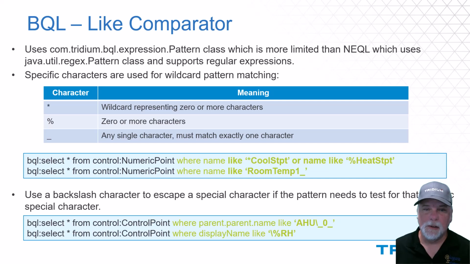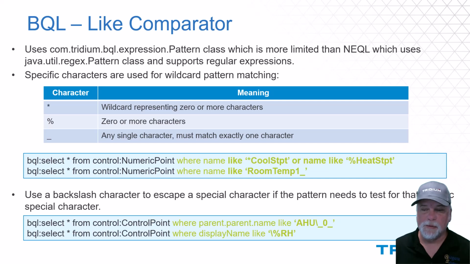Because the underscore and the percentage symbols are used to represent patterns in the like comparator, if you actually need to test for an underscore character or a percentage symbol, you'll need to escape that in the pattern, and you do that by using a backslash character.